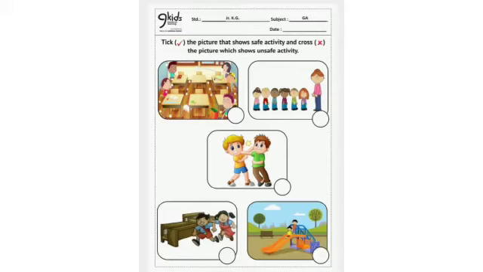Now, let us discuss the worksheet related to safety rules at school. Now, what we have to do in this worksheet is, we have to tick the picture that shows safe activity and cross the picture that shows unsafe activity.